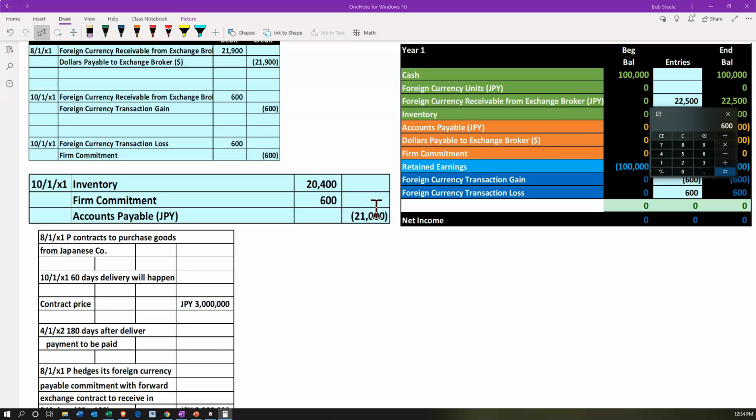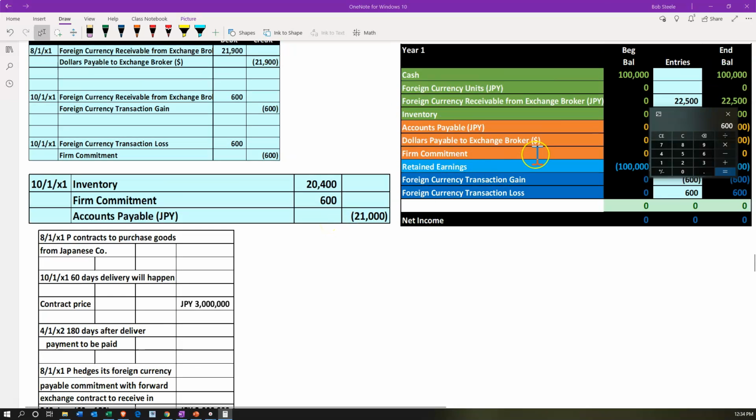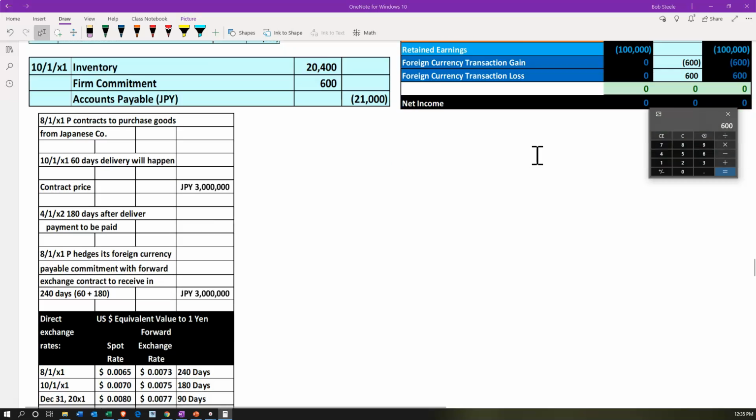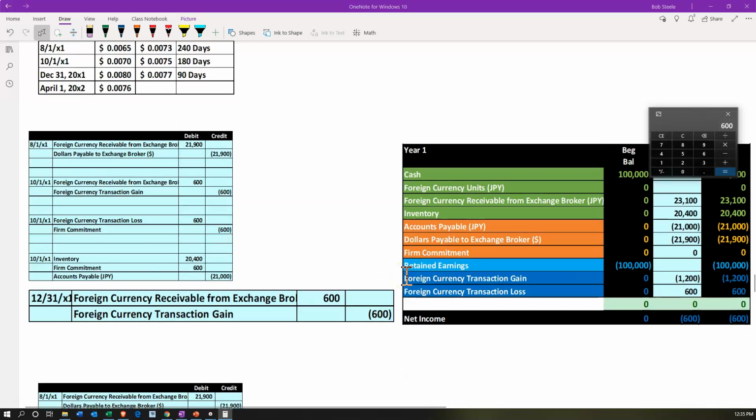This time that $600 difference will be a gain. Why is it a gain? Because last time 1 yen was worth $0.0075. Now 1 yen is worth $0.0077. The yen has gotten stronger, and we're talking about a receivable here, meaning we're going to get paid in yen. So that's going to be a benefit to us and therefore a gain. Also note we could calculate that $600 by saying the difference between the rates, 0.0077 minus 0.0075, times 3 million will give us that same $600 difference.